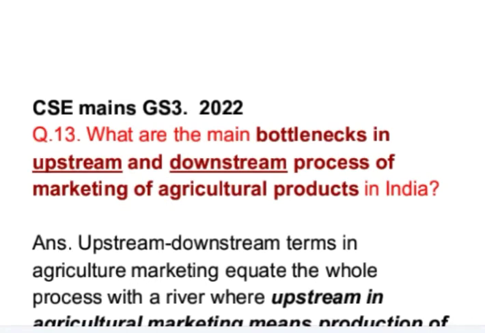The question is, what are the main bottlenecks in upstream and downstream process of marketing of agricultural products in India? Before going to the answer of this question, let us see the meaning of upstream and downstream.